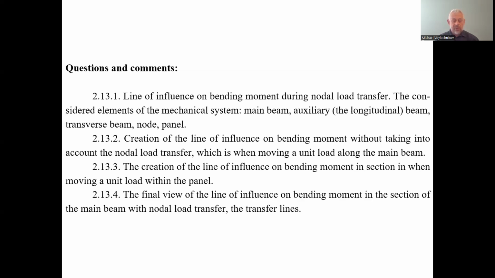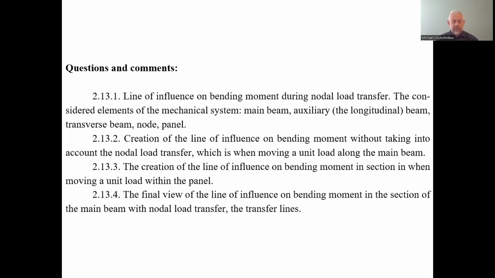This is a stage of determining the line of influence of a moving load on the beam consisting of two beams, the main beam and the auxiliary beam, and the communication of the load between the auxiliary beam and the main beam. So the first step is to create the line of influence on bending moment without taking into account the nodal load transfer, just like the load acts itself on the main beam.